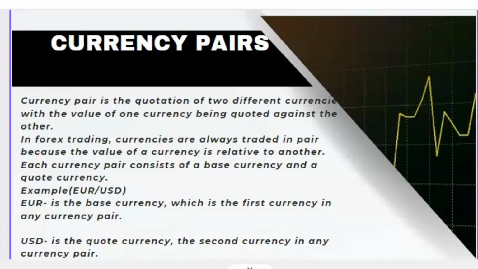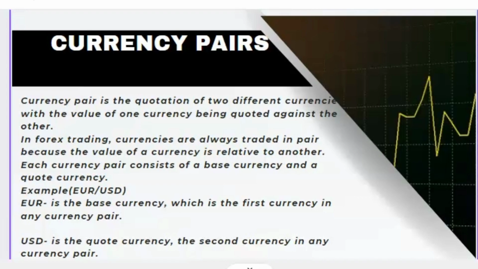An example here is the euro against the US dollar. Now, the euro in this example is the base currency, which is the first currency in the currency pair. And of course, the USD is the quote currency, that is the second currency in the currency pair. I hope you understand it very well now. So it's very simple to understand.